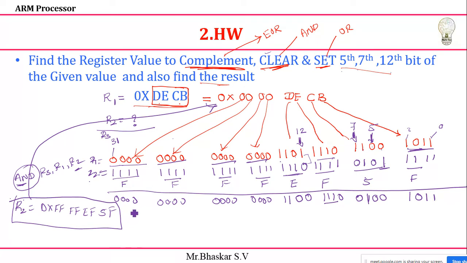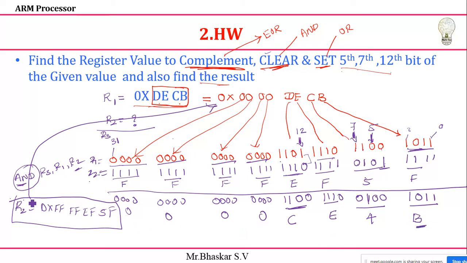Now you read the result. What value will you get? 0000, double 1, double 0, I'll get C. Next, 1110 is E. This is 4. What is the value 1011? It is B. Okay, so this is B.